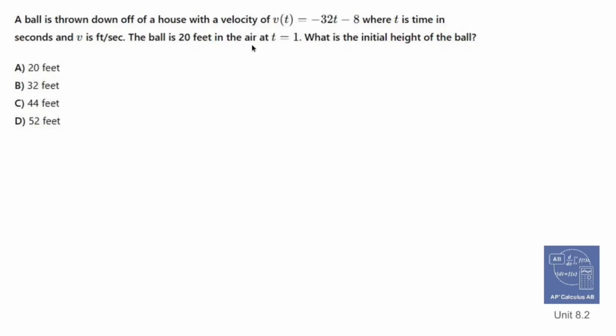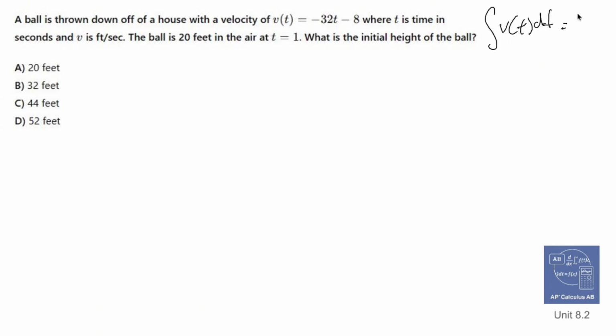A ball is thrown down off of a house with a velocity v of t equals negative 32t minus 8, where t is time in seconds and v is feet per second. The ball is 20 feet in the air at time t equals 1, which is the initial height of the ball. So in order for me to find the initial height of the ball, I need to integrate v of t dt, right?